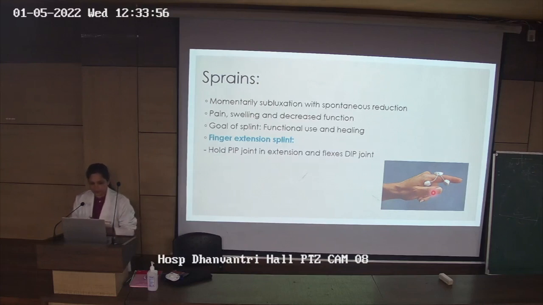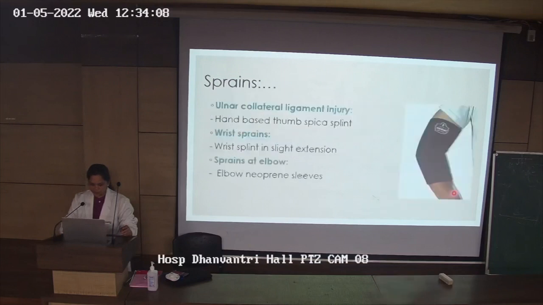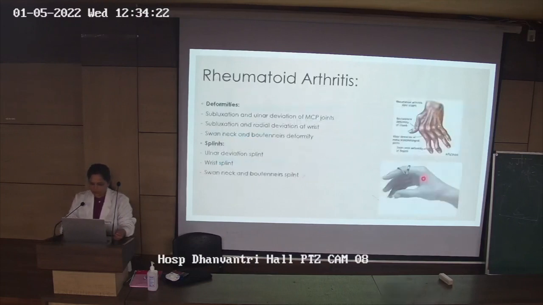The finger extension splint, as seen in this picture, is given, which holds the PIP joint in extension because of this force and these two forces, and flexes the DIP joint. The DIP joint is free for movement. Then the other sprain related orthoses are for ulnar collateral ligament injury at the elbow, wrist sprains or sprain of the elbow. Different kinds of neoprene sleeves can be prescribed for such cases.